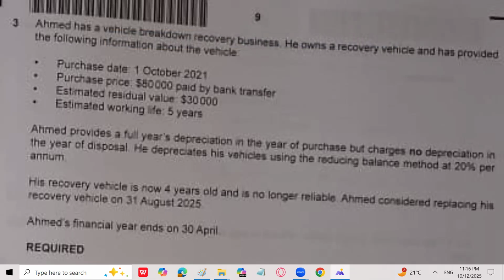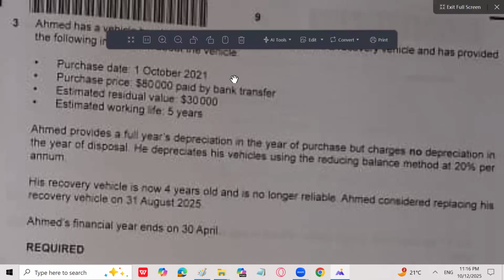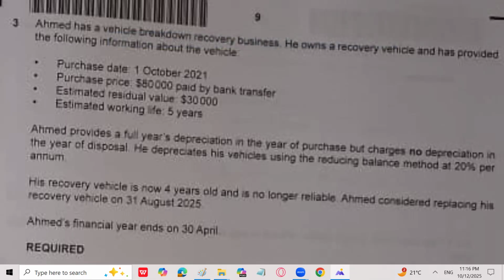Purchase date is 1st October. That's something else. But our financial year starts from 1st May and ends on 31st December. Although we purchased the asset of 80,000 on 1st October, this is on annual basis by reducing balance method of 20%, so months don't matter. So this asset has been used from 1st May 2021 to 22, then 2022 to 23, then 23 to 24, and then 24 to 25. And after that, it is going to be sold. His recovery vehicle is now 4 years old. How come?